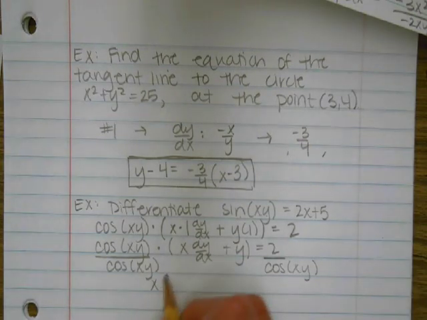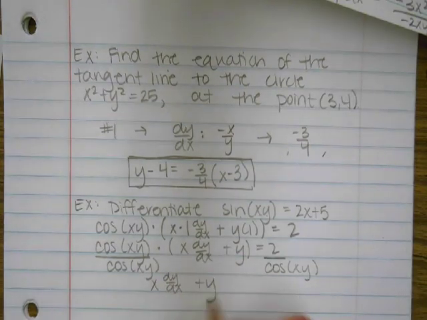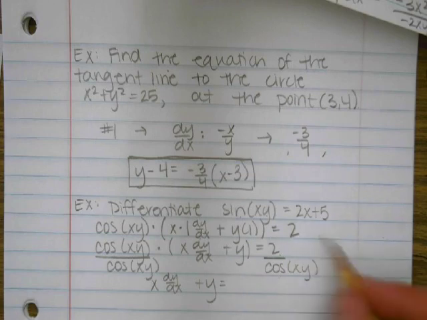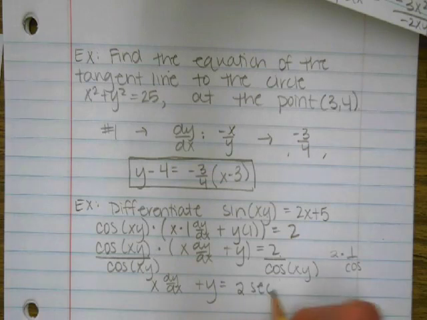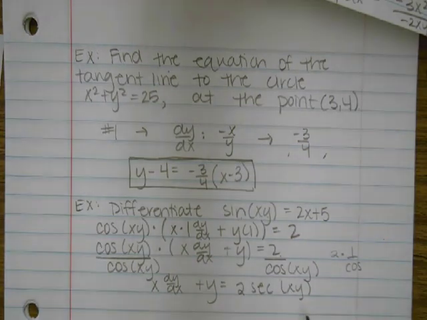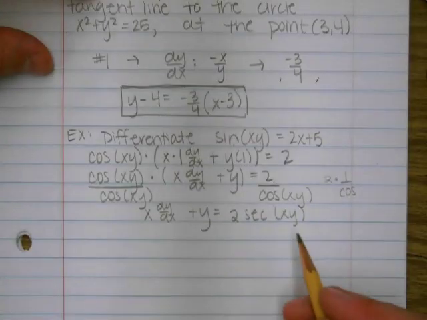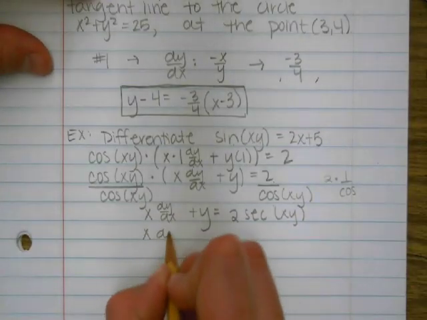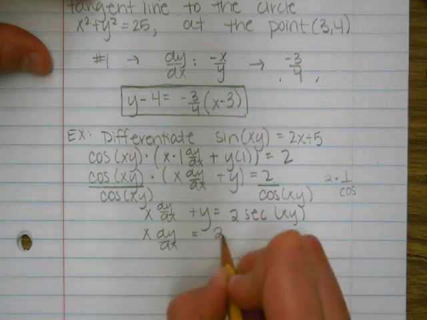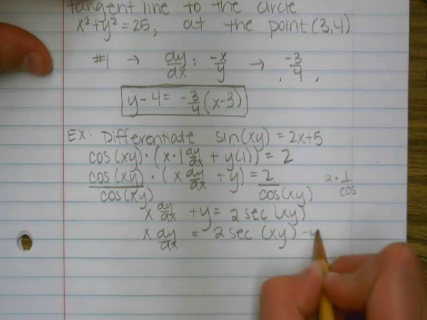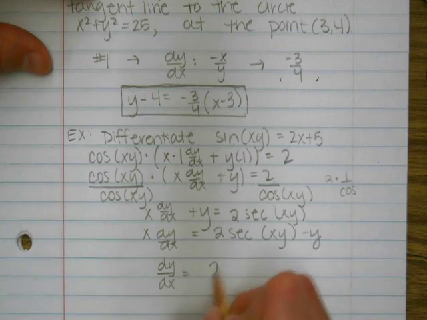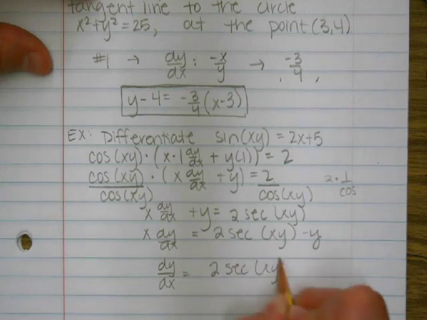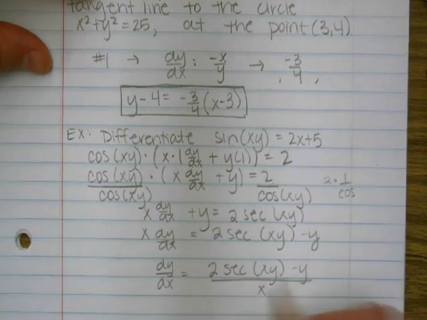So that gives me x dy/dx plus y equals, now 2 divided by cos is actually the same as secant. This is kind of like saying 2 times 1 over cos. And so that would be 2 secant of xy. That makes it a little bit more simple just because I'm not dealing with a fraction anymore. And then I can go ahead and subtract my y over, and then divide the x over. So I'm going to say that dy/dx is 2 secant of xy minus y, all divided by x.